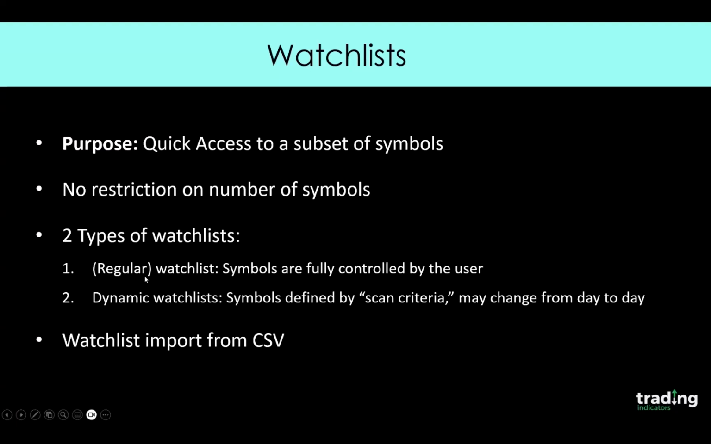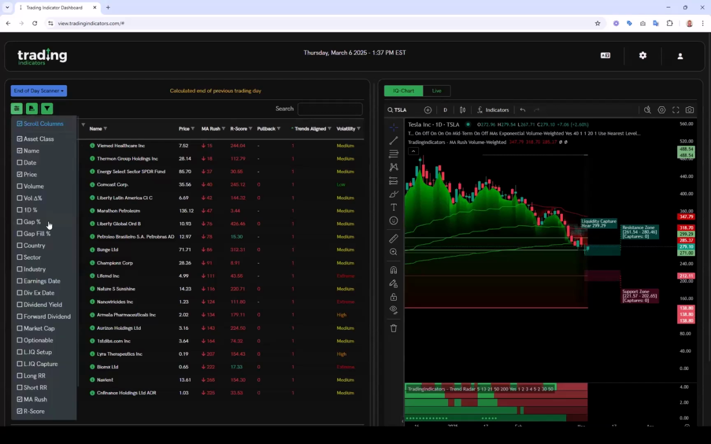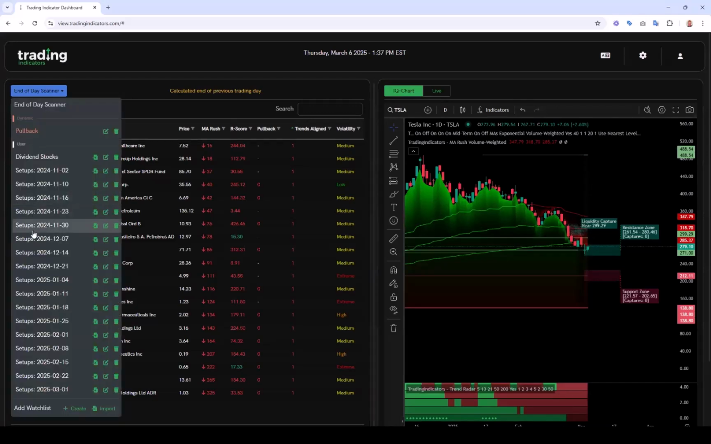Let's start with the regular one. The regular watch list is a watch list where you, the user, are picking the symbols which you want to add to the watch list. We call it a regular or a static watch list because you are adding these symbols to it. So let me quickly go to the dashboard and show you how this works. If you are following us, for example, if you're following our scanning session on Saturdays, you've seen me create these watch lists every single weekend. See all these ones here. These are all different watch list names which I had created. But let's say we're going to create a brand new one. So I can click on this create button here.